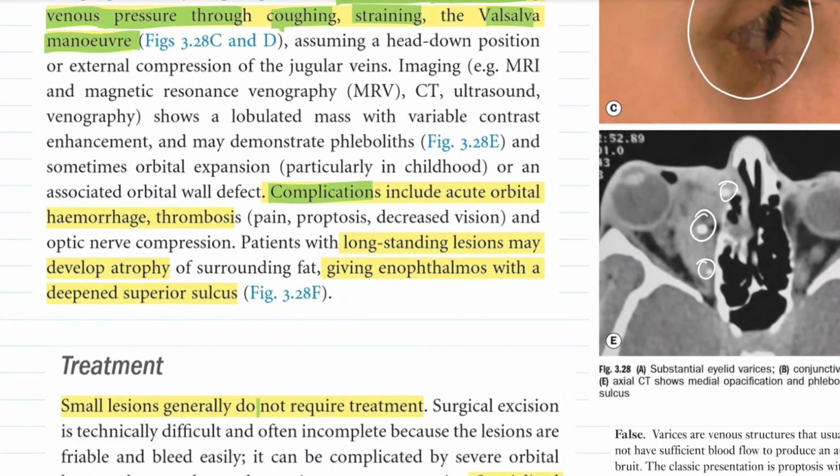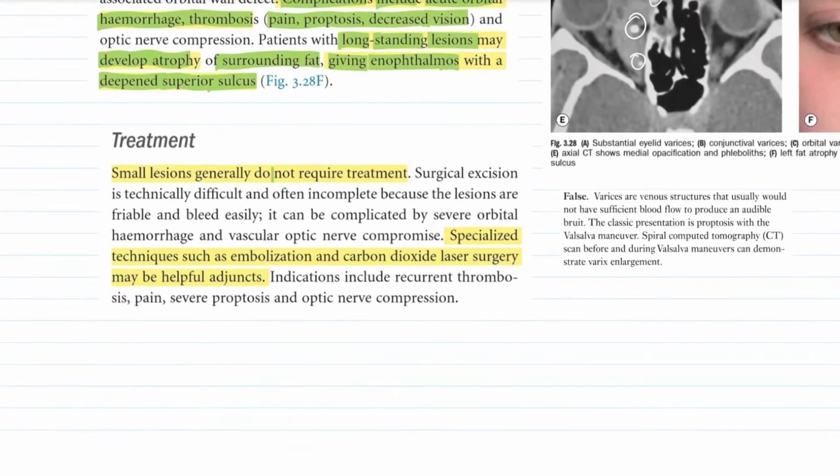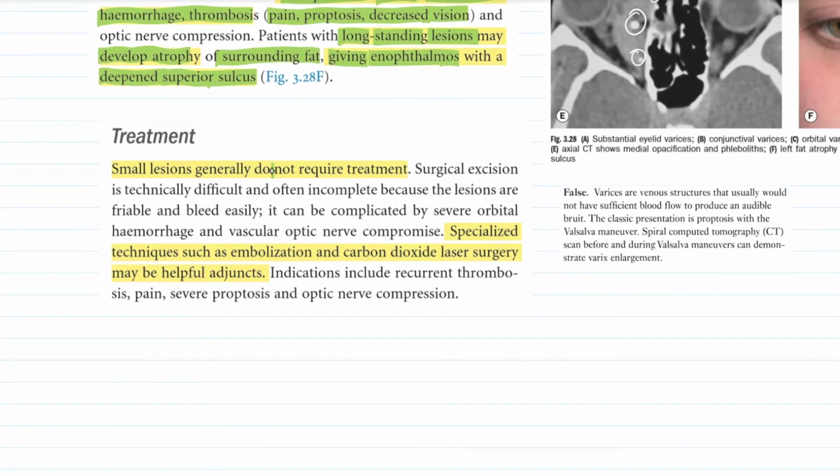Complications for varices include acute orbital hemorrhages, thrombosis, pain, proptosis, decreased vision. Long-standing lesions may develop atrophy of the surrounding fat, giving enophthalmos with a deepened superior sulcus. Small lesions generally do not require treatment. Specialized techniques such as embolization and carbon dioxide laser surgery may be helpful. Indications for surgery will be recurrent thrombosis, pain, severe proptosis, and optic nerve compression.